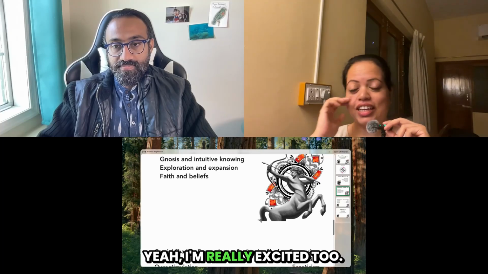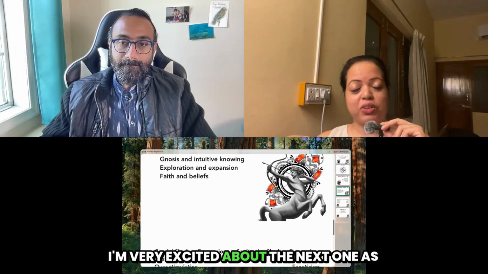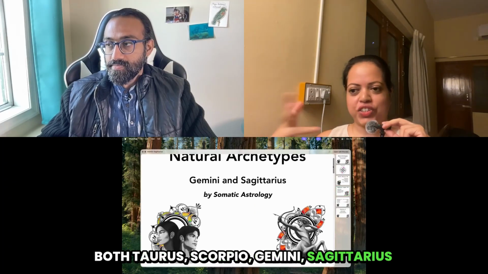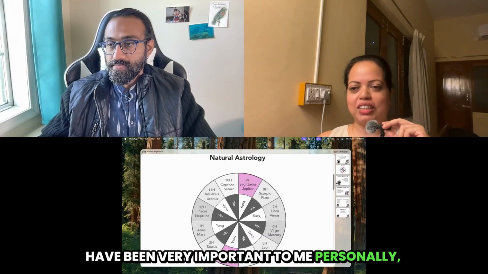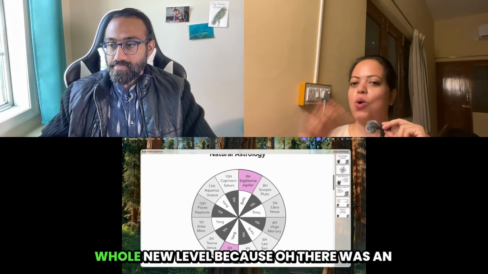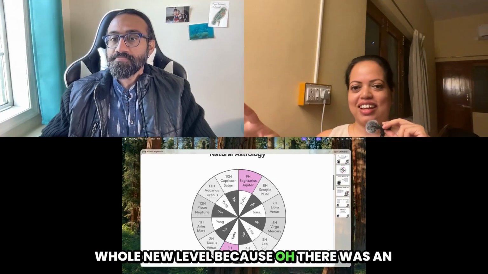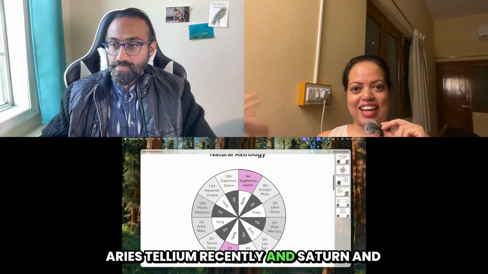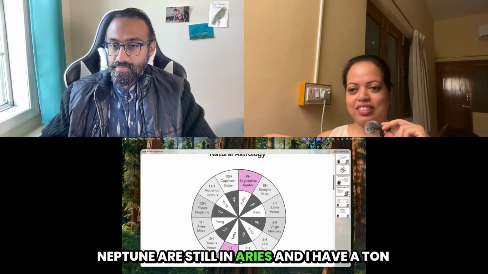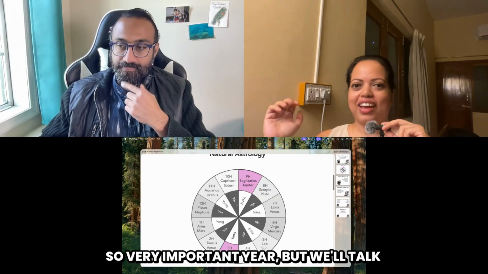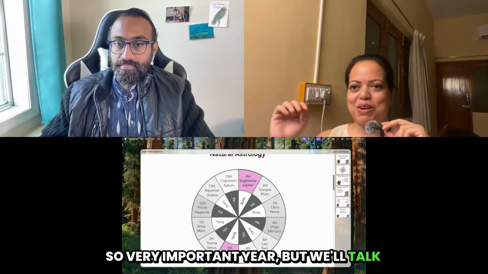Right. I'm really excited too. I'm very excited about the next one as well. Taurus, Scorpio, Gemini, Sagittarius have been very important to me personally, but Cancer, Capricorn is important on a whole new level because there was an Aries stellium recently, and Saturn and Neptune are still in Aries, and I have a ton of Cancer, Capricorn placements. So very important year, but we'll talk about that next time.